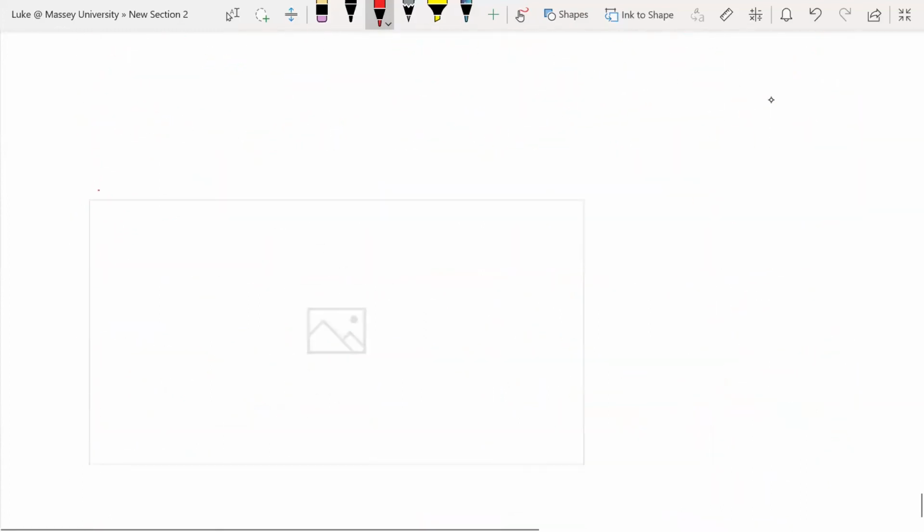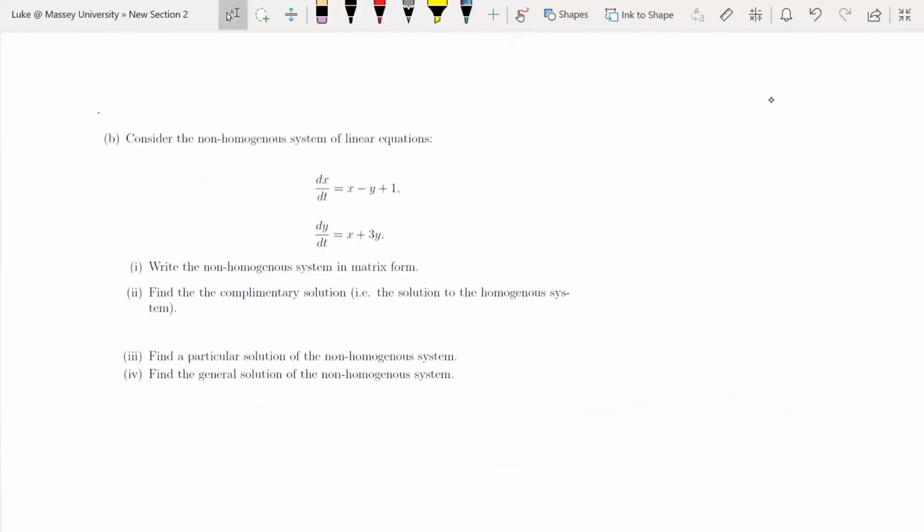Okay, so let's move on to the last question here, which is 3b. So we have a non-homogeneous system of linear equations. The first thing we were asked is to write the non-homogeneous system in matrix form, so let's do that. So let's look at this vector xy. Let A equal, well, the first equation we have 1x and -1y. The second equation we have 1x and 3y.